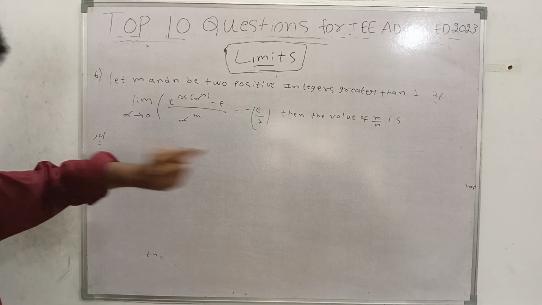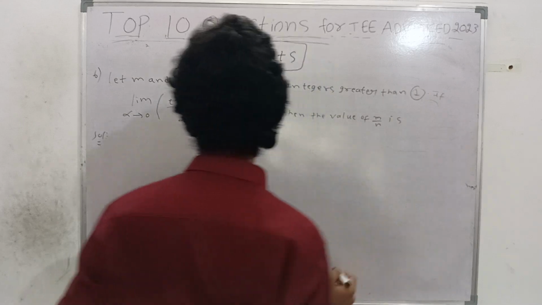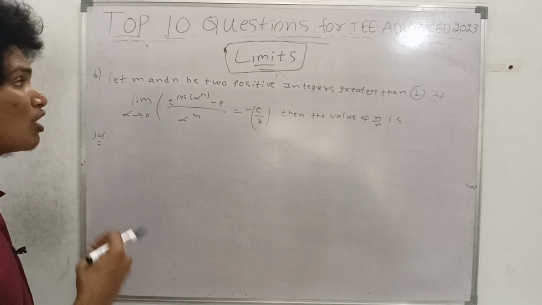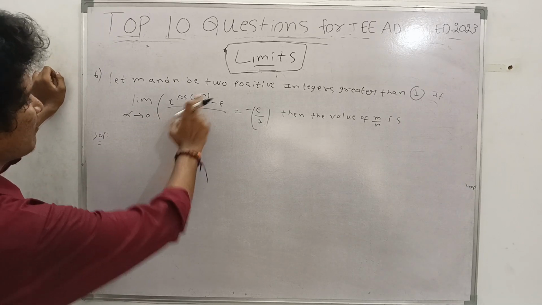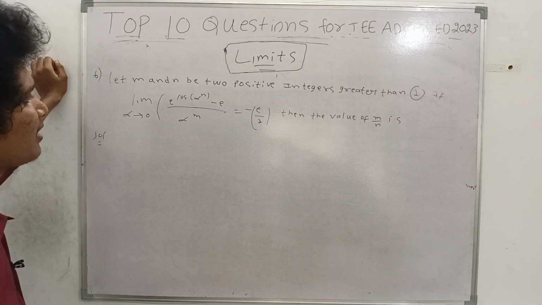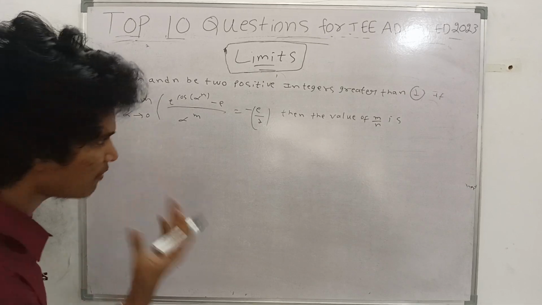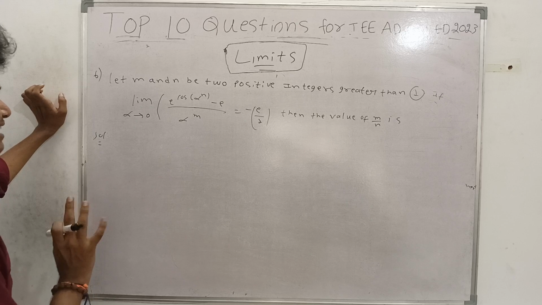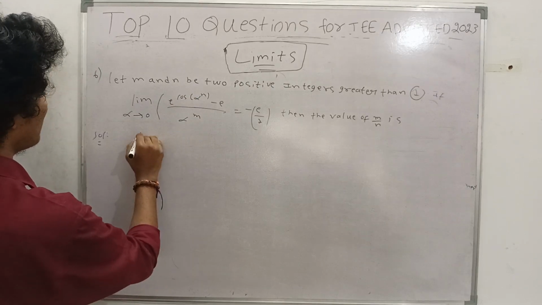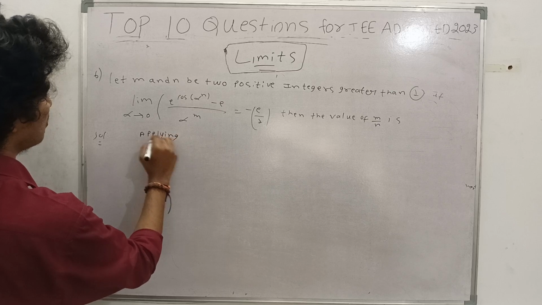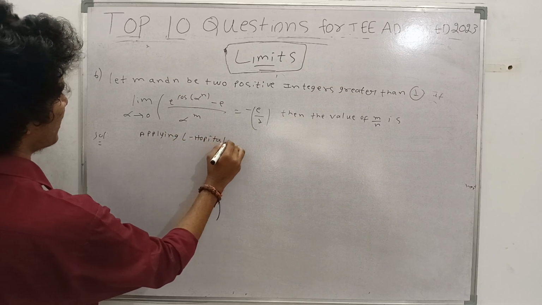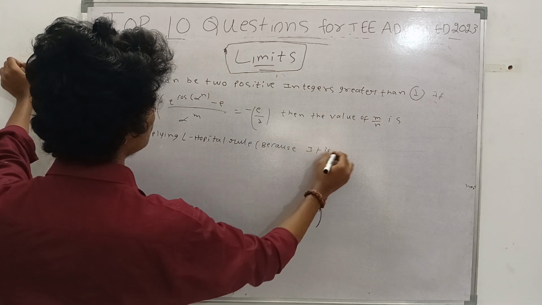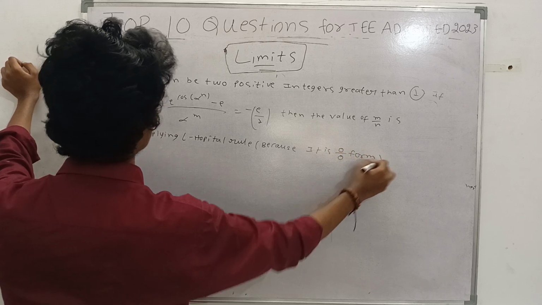What they have given: let m and n be two positive integers which are greater than 1. If the limit as alpha tends to 0... to solve any question in limits, we have to find the form of the limit. Where alpha tends to 0, cos 0 is 1, e minus e will be 0, divided by 0. So it is 0 by 0 form. I can simply differentiate this, applying L'Hopital rule, because it is 0 by 0 form.